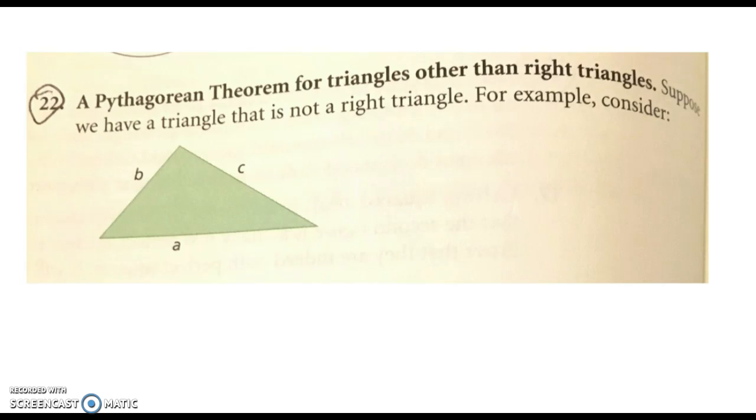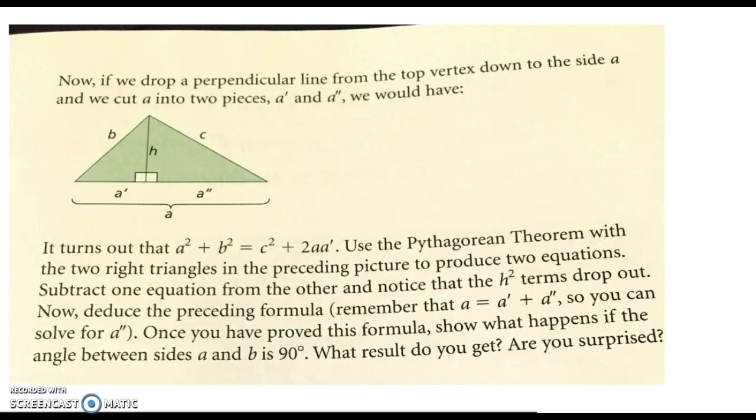Pythagorean theorem. So the problem states a Pythagorean theorem for triangles other than a right triangle. Suppose we have a triangle that is not a right triangle, for example, consider this triangle A, B, and C. Now, if we drop a perpendicular line from the top vertex down to the side A, and we cut A into two pieces, A prime and A double prime, we would have this following picture.